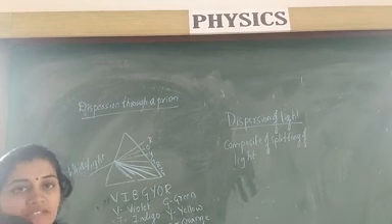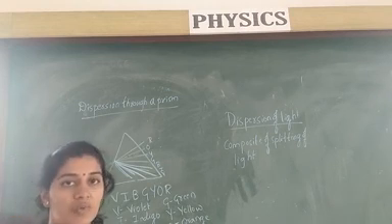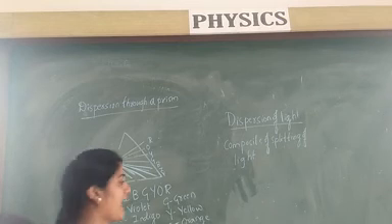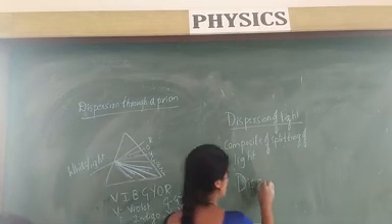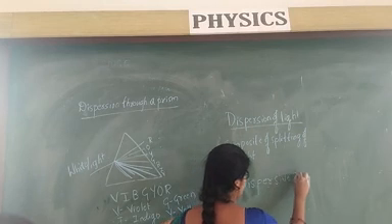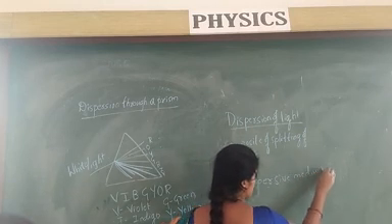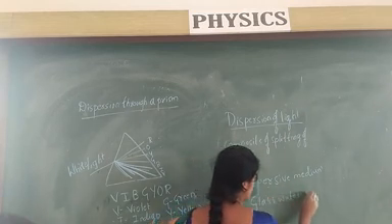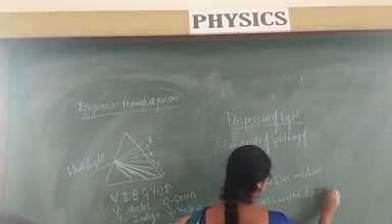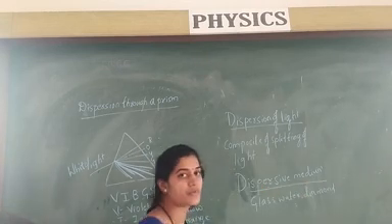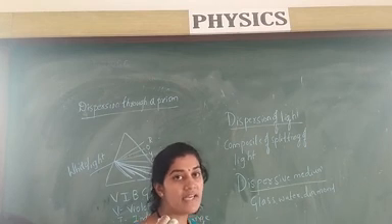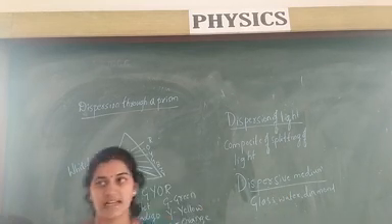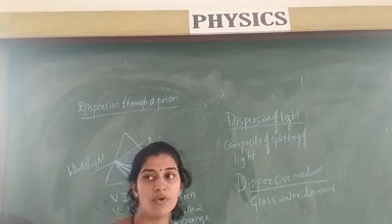Dispersive medium means the medium which brings about the dispersion. We are calling it a dispersive medium. Examples are glass, water, diamond, etc. These are the examples for dispersive medium.